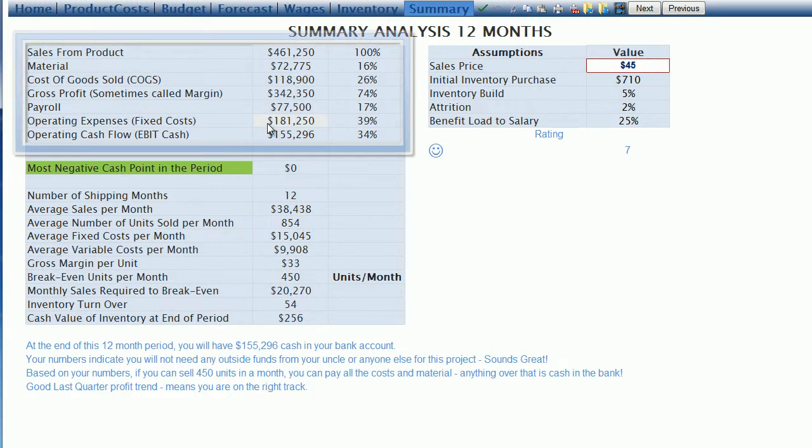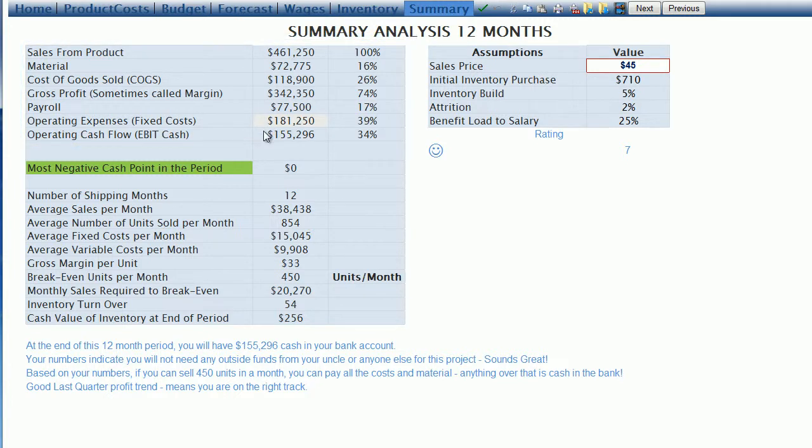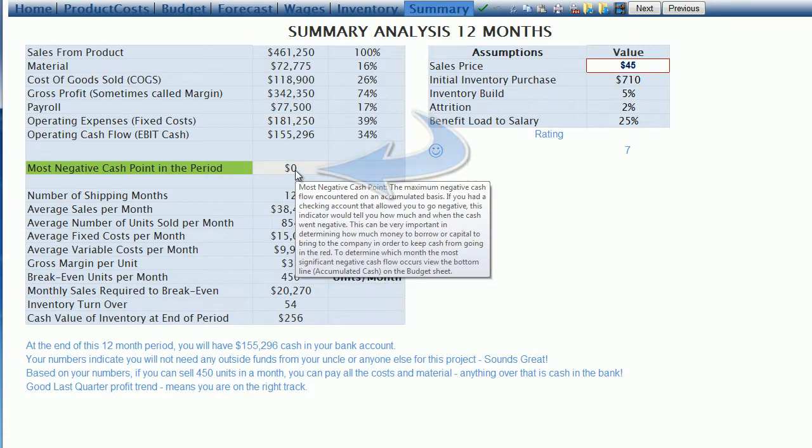This area right here represents totals for the 12-month projections. These can be discussed in more depth at the Money Bootcamp or the glossary. Take a look at the most negative cash point in the period. This line indicates how much cash you need to make this plan go. I might point out that it is rare to be able to create a business from scratch with no cash required. We will investigate your process and see if we can figure out why.